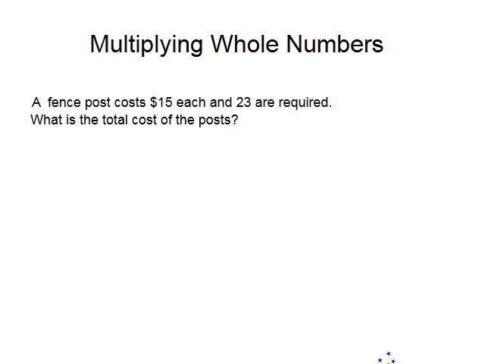Word question this time. We've got a fence post that costs $15 each and 23 are required. So we can either do that as 23 times 15, or we can do 15 times 23. It's probably a little more usual that you put the smaller number on the bottom, but it really doesn't matter. So 5 threes are 15 and 1 over. 5 twos are 10 and 1's 11.